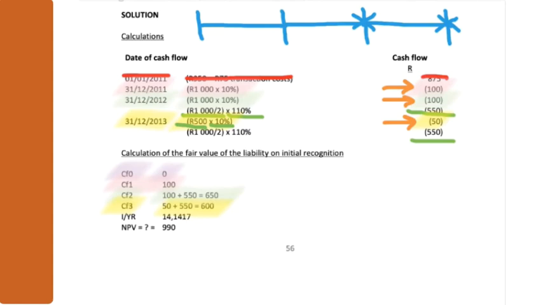Then we are going to use the market-related interest rate. So your I is your 14.1417%, and we ask for NPV if we use the cash flow function. It's the same thing as PV, it's just called NPV if you use the cash flow function, and that represents our fair value, 990 Rand.